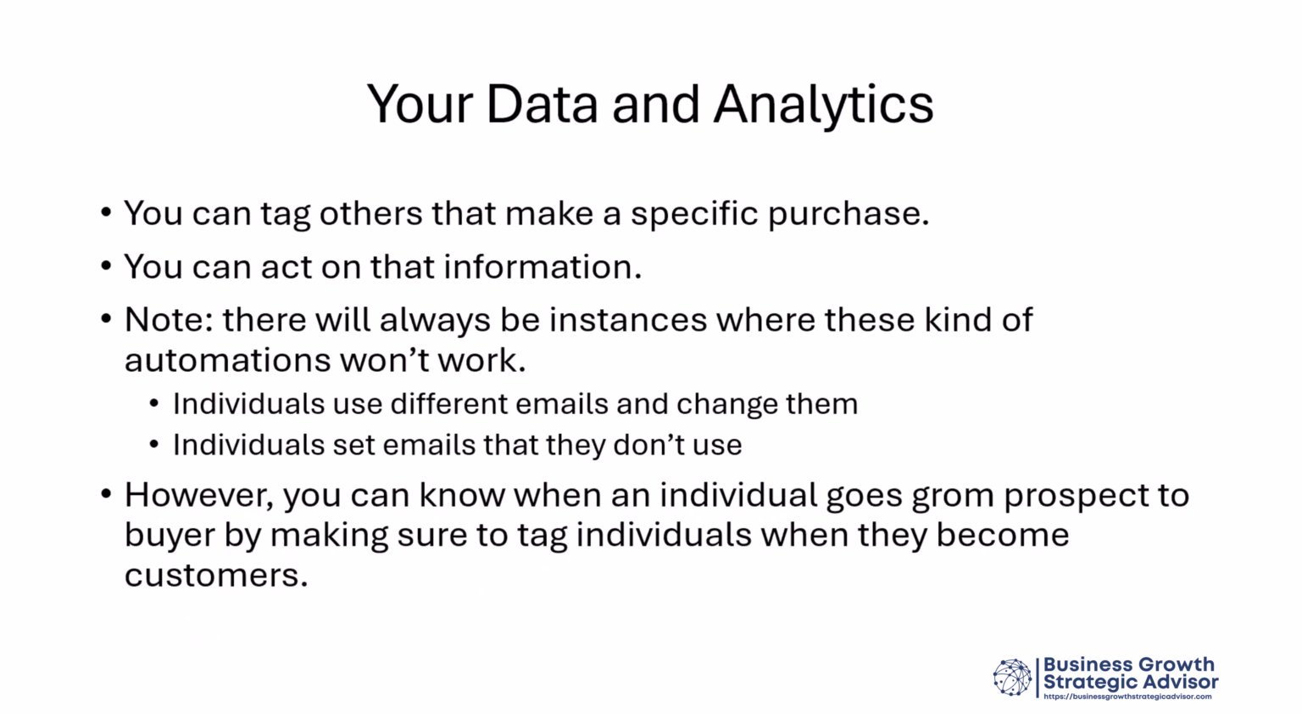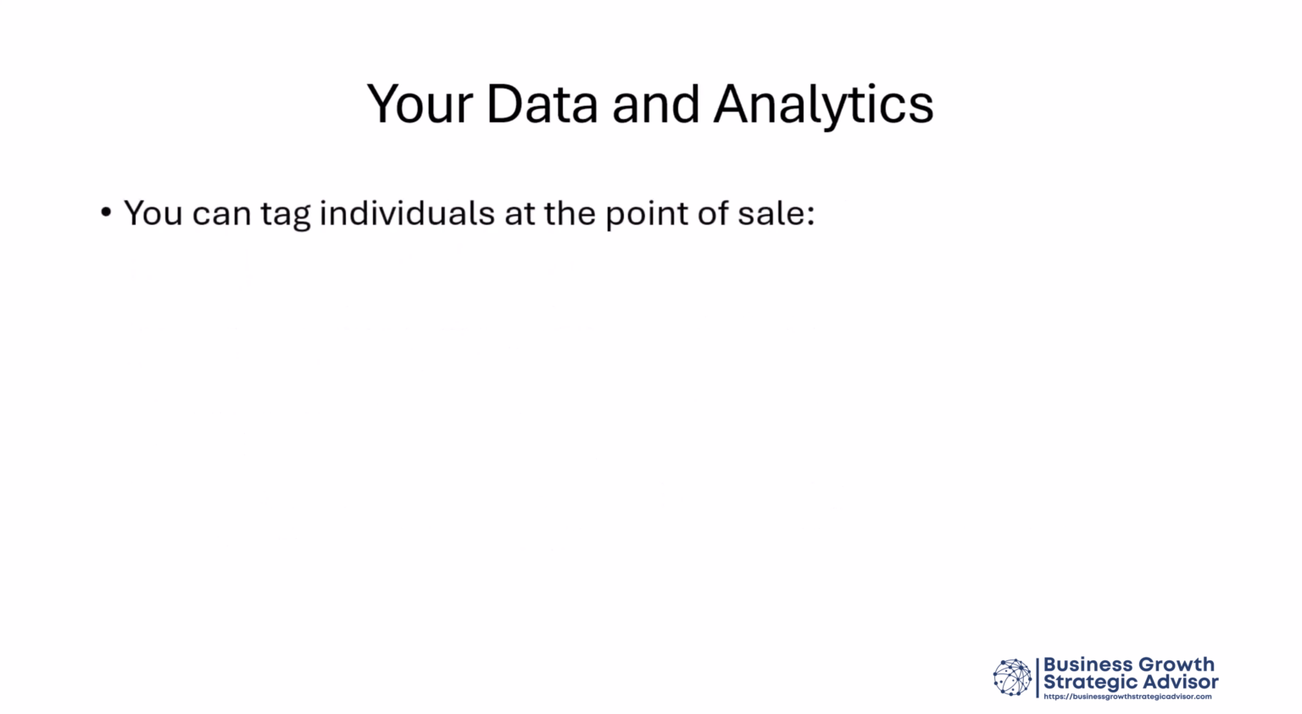Now, I will say this: tagging and having the information is better than not having it. So don't let the imperfect keep you from doing what's necessary, because there's still good in tagging. When an individual goes from prospect to buyer, you want to try to make sure you tag those individuals that become your customers. Now, definitely, you can tag people at the point of sale, and that does take some integration.